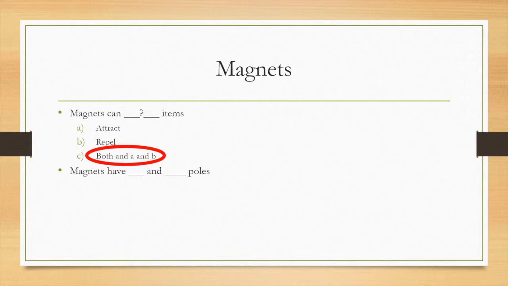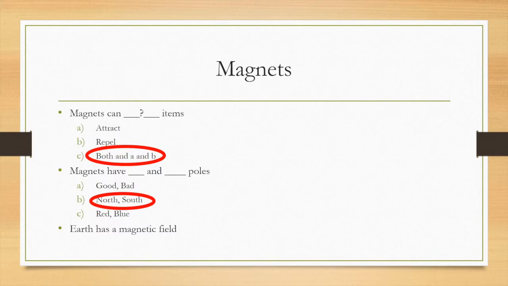Here's another one. Magnets have blank and blank poles. Is the answer A, good and bad poles, B, north and south poles, or C, red and blue poles? The answer is B, north and south poles.